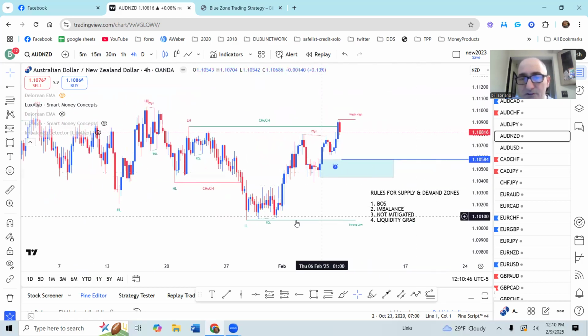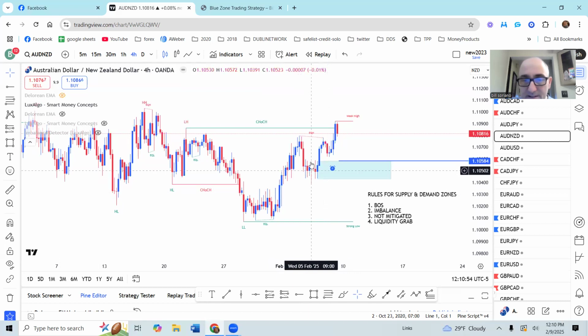So a demand zone is just a place where you have a big push up, and before that you have some indecision, right? You can see the indecision, all these indecision candles here. Indecision candles are candles that have big wicks on both sides and small bodies. They're just like consolidations, right?